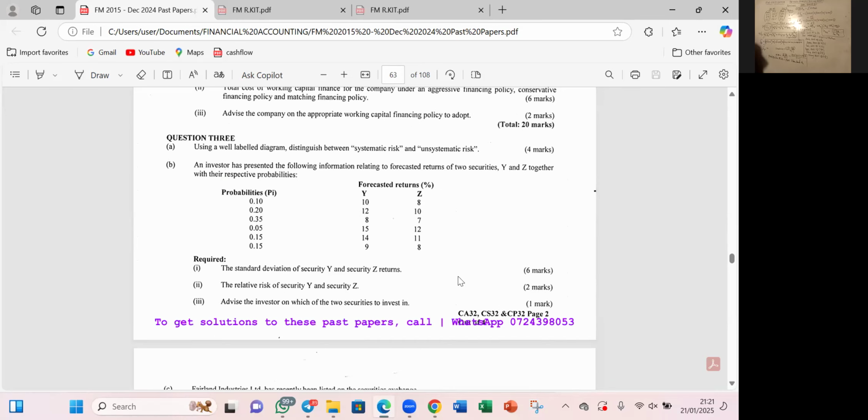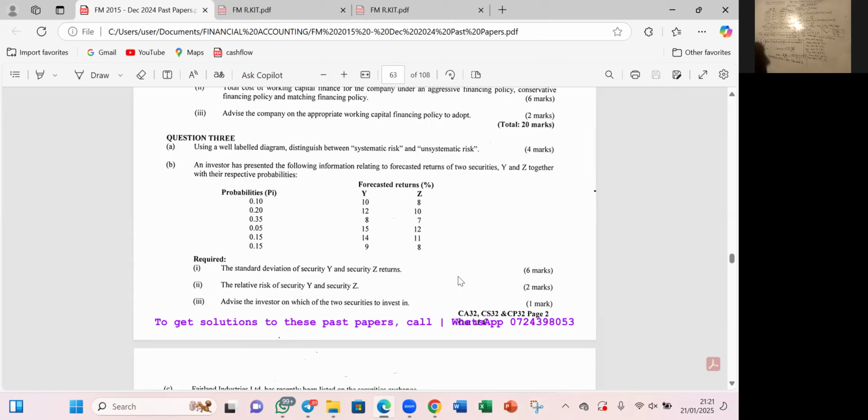November 2019, question number 3A and B. I think that one can do it. November 2019, question number 3A and B. So number 3A says differentiate between systematic and unsystematic risk. We did that one in lesson 1.